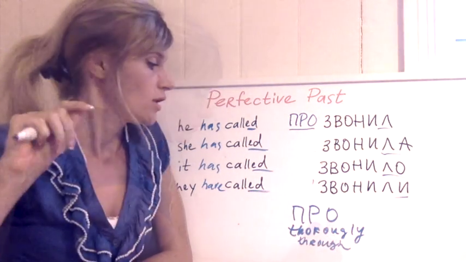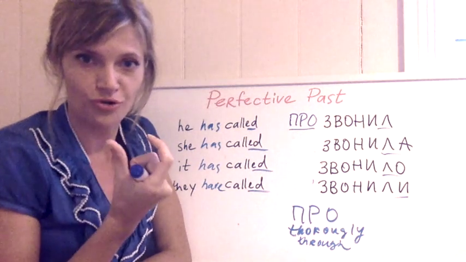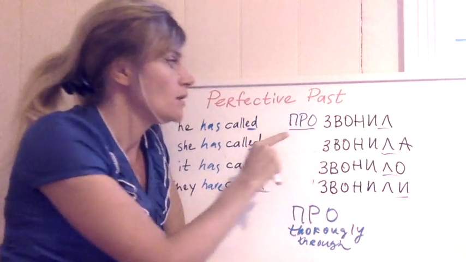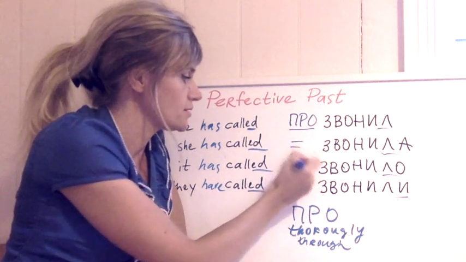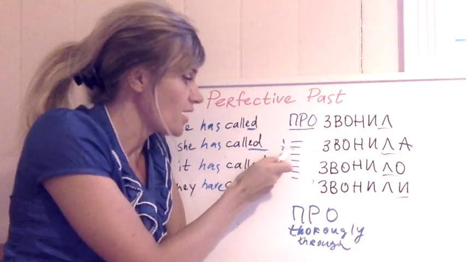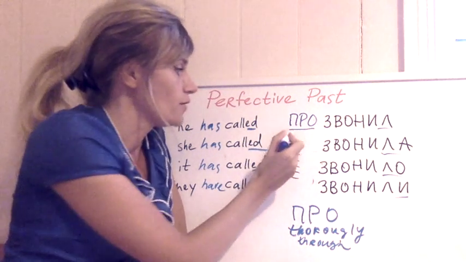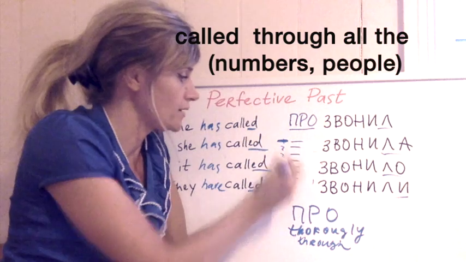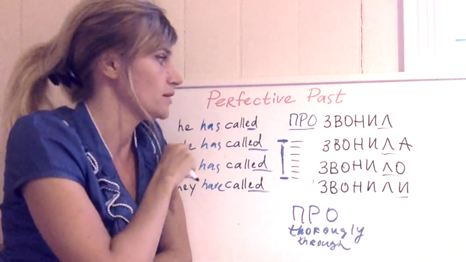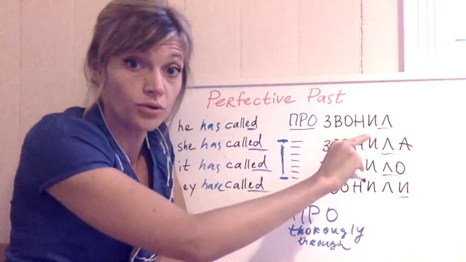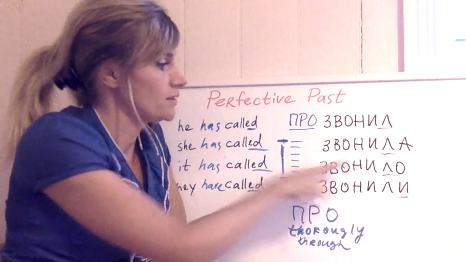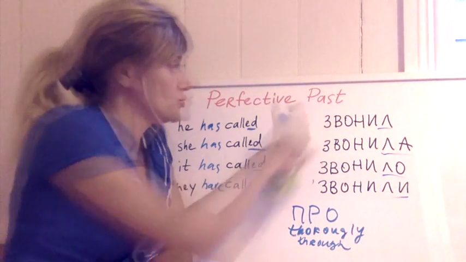through, professionally, diligently. So прозвонил means, let's say, there is a list of numbers, 1, 2, 3, and he прозвонил all of them, from the very beginning to the very end. This is where про lives. Прозвонил. Went through all the numbers. Okay? Прозвонила, прозвонили.